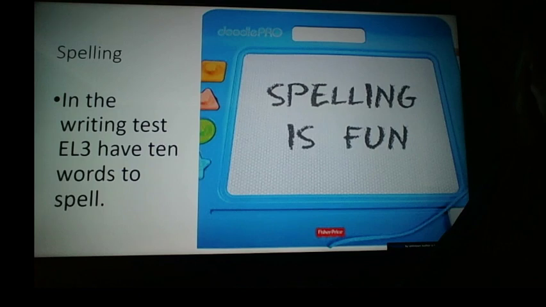In the writing test for entry level 3 functional skills, if your exam board is City and Guilds, you will have 10 words to spell. These might not be the words that I'm using today, and they might not be the words that you use in practice. What's important about the spelling is that you learn the sounds that go with each word, or you learn spelling patterns, because none of your teachers know what words you will get in that test. Do we agree? Spelling is fun.